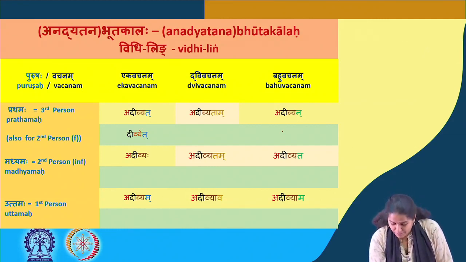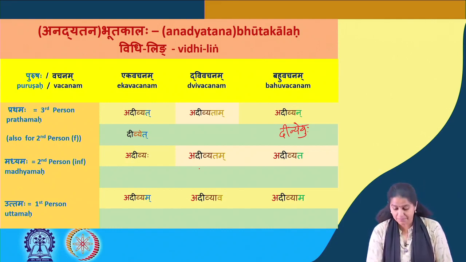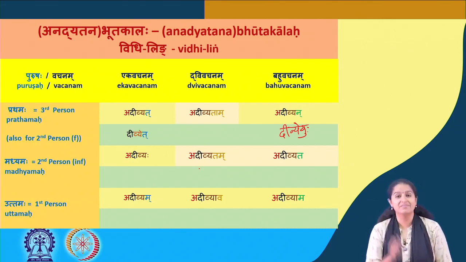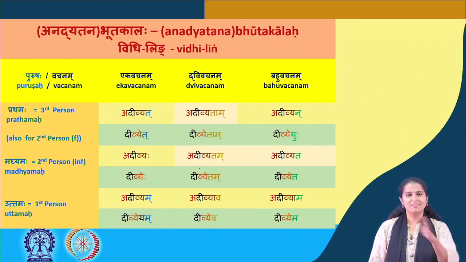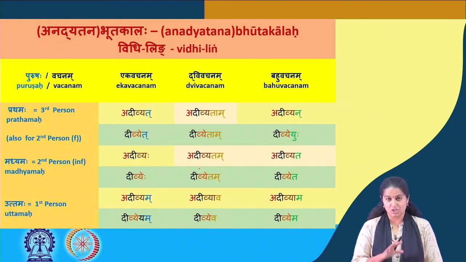So this becomes different, so it is divyeyuhu. Alright, then adivyaha will become divyehe, then divyatam becomes divyetam, divyata, divyeta. Adivyam becomes divyeyam, divyava becomes divyeva, and divyama becomes divyema. Alright, so you have the similarity there, and you have the table here to fill in, to check whether what you had filled in was correct or not.